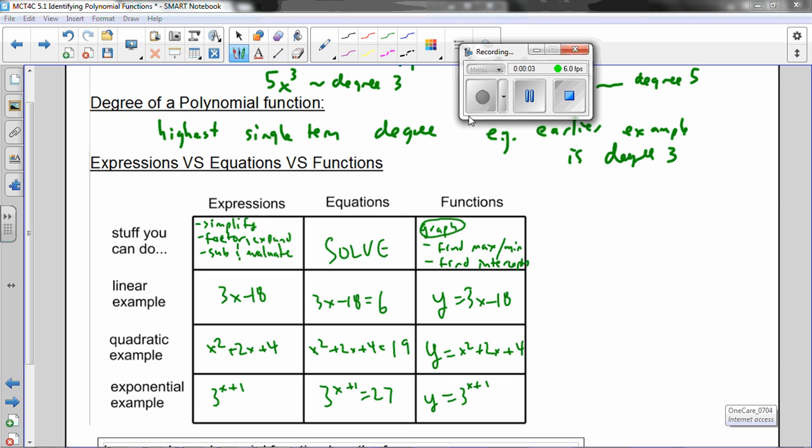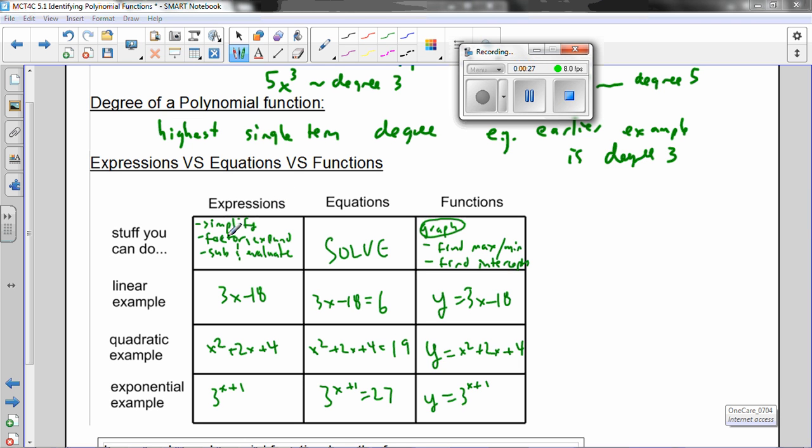All right, we're back with part two. You might want to pause it. I took the time while the thing was compressing to write in the difference between expressions, equations, and functions, and I'll talk about this stuff fairly quickly because we don't spend a lot of time on it, but we do have to think, depending on what we're given, that will determine what we're going to do.